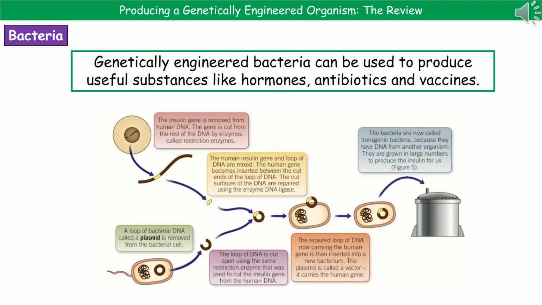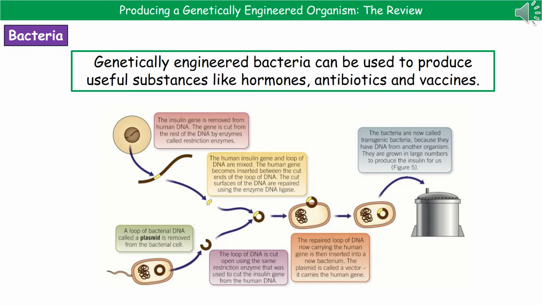So the first thing we do is, from the human DNA, we identify the human insulin gene and we cut it using restriction enzymes. Then, using the exact same restriction enzyme, we cut the plasmid from a bacterial cell. So what we've now got are two complementary sticky ends. So that when we take our human insulin gene and our plasmid and mix them together with our DNA ligase enzyme, that joins them together perfectly.